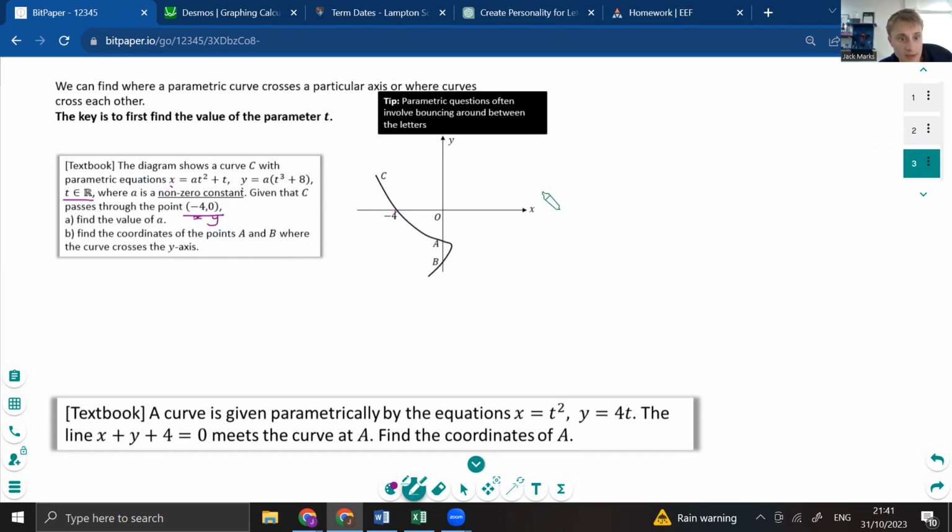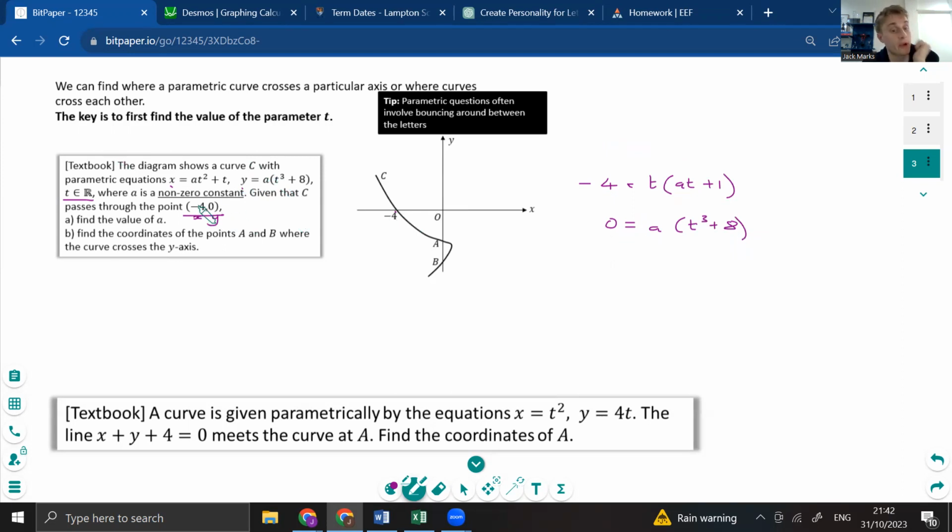So a good first step might be to substitute these in the equations and see what we get. So if we put it in the x equation, we would get -4 equals, I'm going to factorize the t here, t(at + 1), just in case I spot anything. But it doesn't really look that useful. Okay, so let's try the other equation. So 0 equals at³ + 8. So we might be a little bit stuck here now.